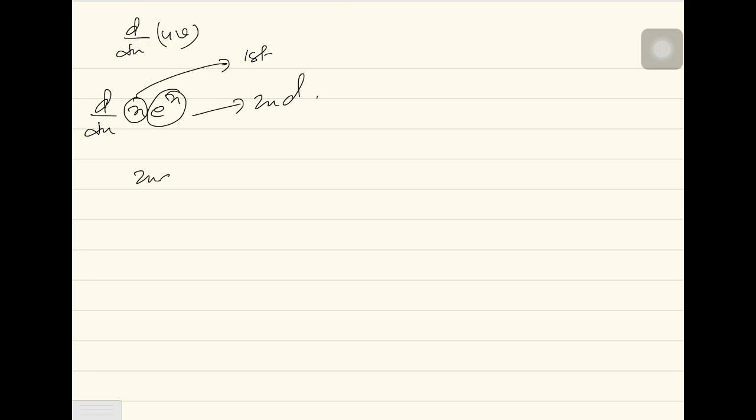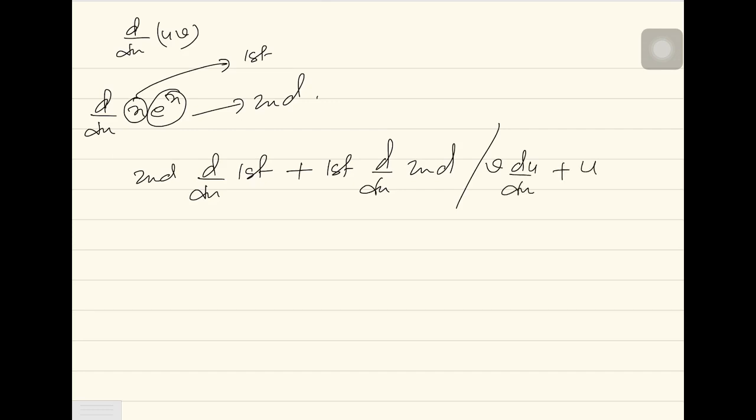Second into ddx of first. That was the formula, isn't it everyone? Second into ddx of first plus first into ddx of second. Wasn't that the formula everyone? You check out in your formula copy the general rules of differentiation. Or you may say v du by dx plus u dv by dx. That's also fine.